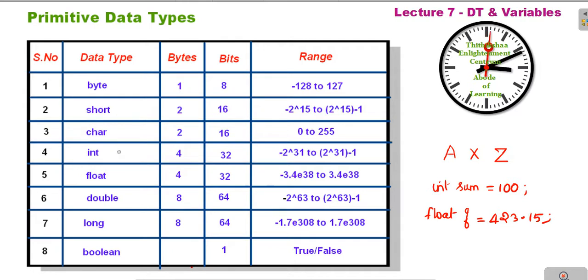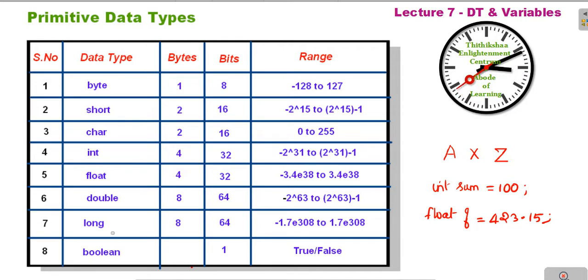And for int it takes 4 bytes, the number of bits is 32, and the range is minus 2 to the power of 31 to 2 to the power of 31 minus 1. For float also it takes 4 bytes, so 32 bits, and the range is minus 3.4 exponent raised to the power of 38 to 3.4 exponent raised to the power of 38. For double, you have 8 bytes, so 8 into 8 is 64, and the range is minus 2 to the power of 63 to 2 to the power of 63 minus 1.